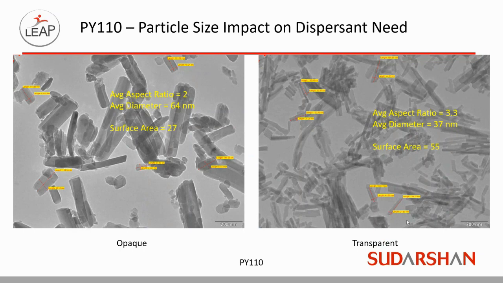TEMs are always great to look at. This is a comparison of the Pigment Yellow 110, both opaque on the left and transparent on the right. The key area, again, as I mentioned, is the surface area. They both have the same shape. They're both in a needle-like crystal shape. However, it's the diameter of those crystals that makes the difference, resulting in a different surface area. So the transparent version has a higher surface area, smaller diameter, which is going to then require more dispersant.